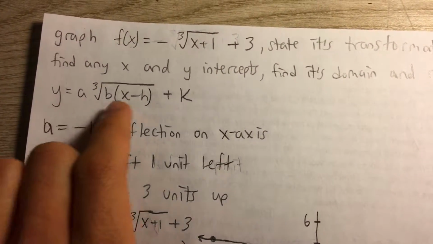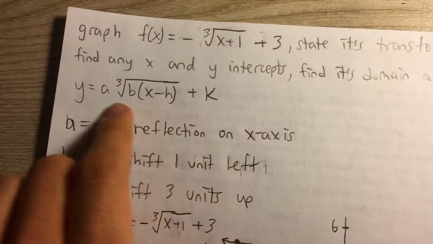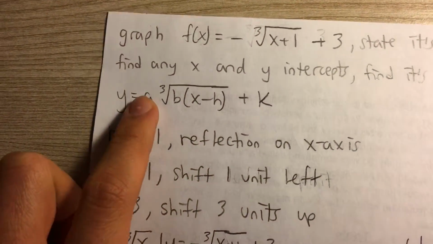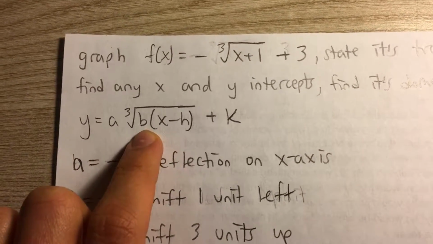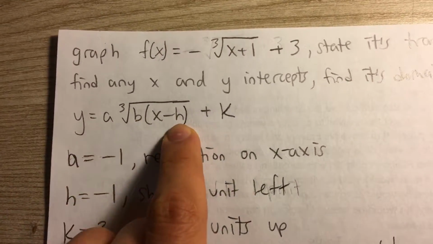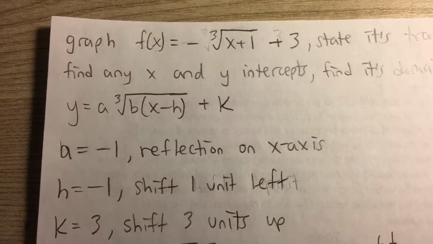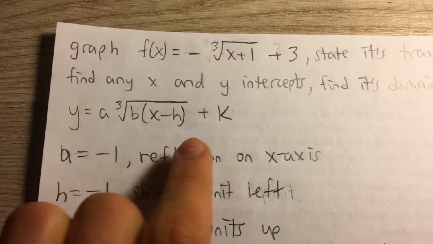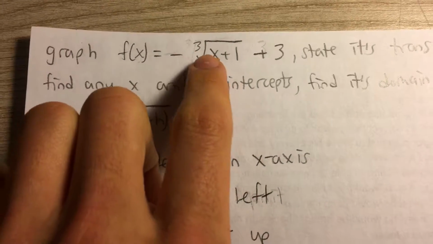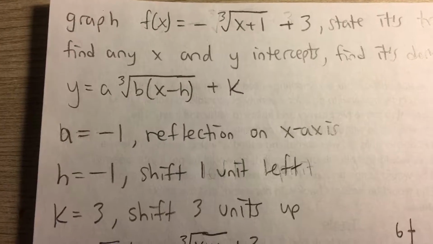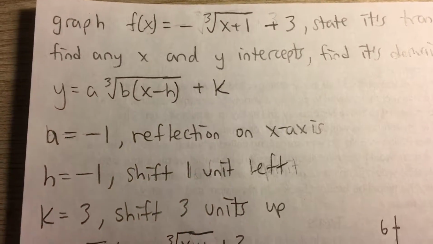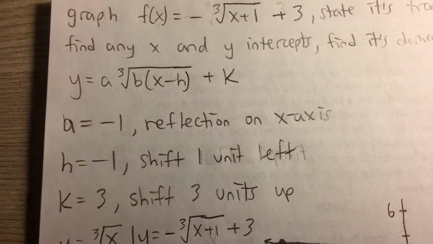And so here, I'm just going to compare this to the general form of transformations for a cube root: a being the vertical stretch, b being the horizontal stretch, h being the horizontal shift, and k being the vertical shift. Now, a, even though there's no real value, you can see there's a negative sign in front, which means a is negative 1. And if a or b is negative, that means we have reflection.